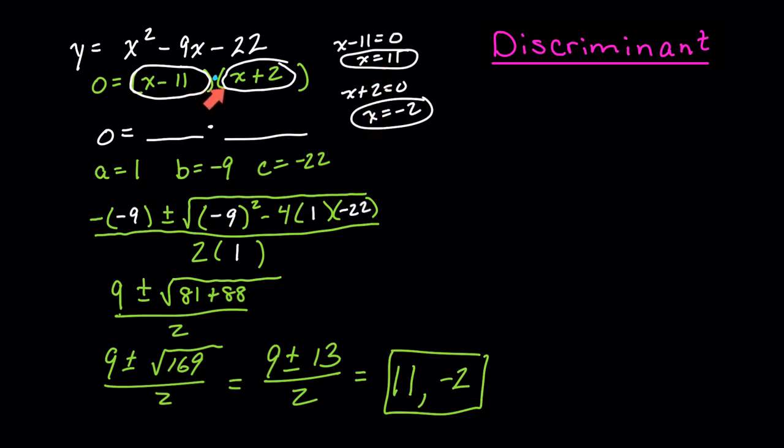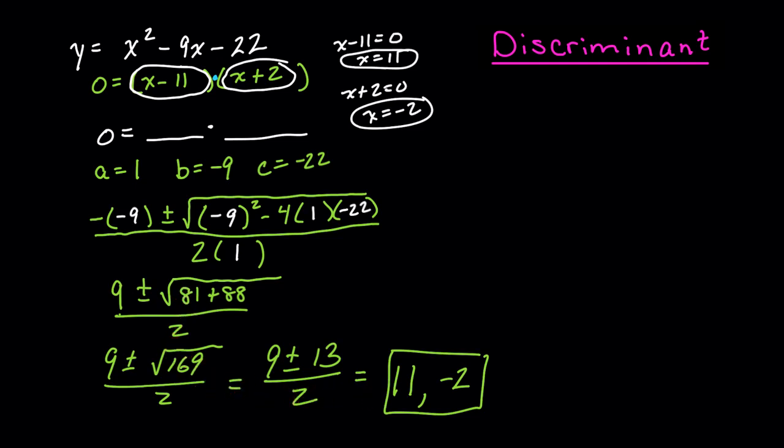Now, if you notice, factoring is probably a lot shorter and simpler. The problem with factoring is not every problem can be factored. Every problem can be solved using the quadratic formula. So factoring is nice when it can be factored, but if it can't, then you need to use quadratic formula for these.